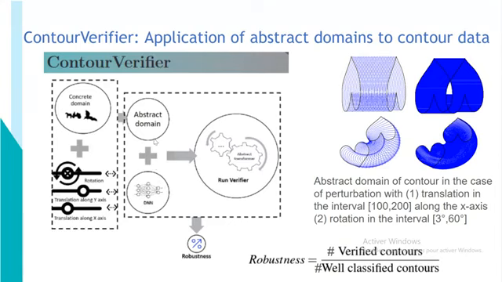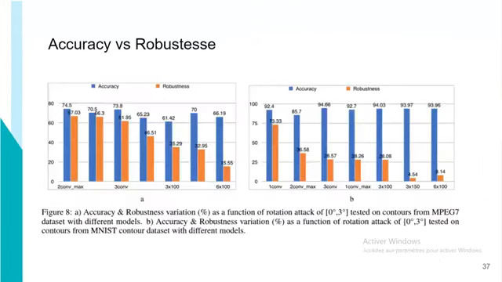We feed it to this verifier, and it computes the value of the robustness, which is given by the number of the verified contours divided by the number of the well-classified contours. So this is a summary of how it works and how we did this. This paper in particular shows the importance of the robustness metric. And as I was saying at the start, it shows an example.